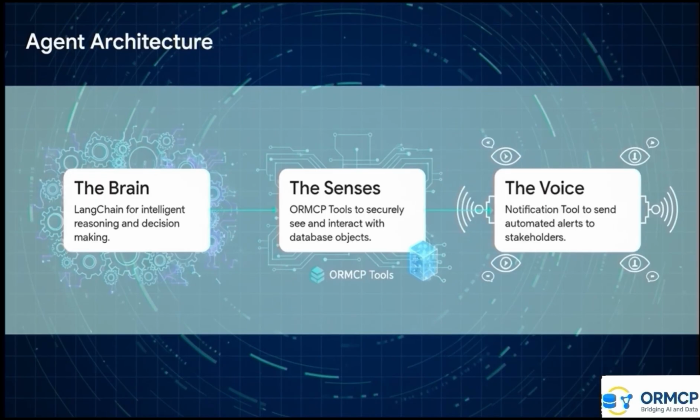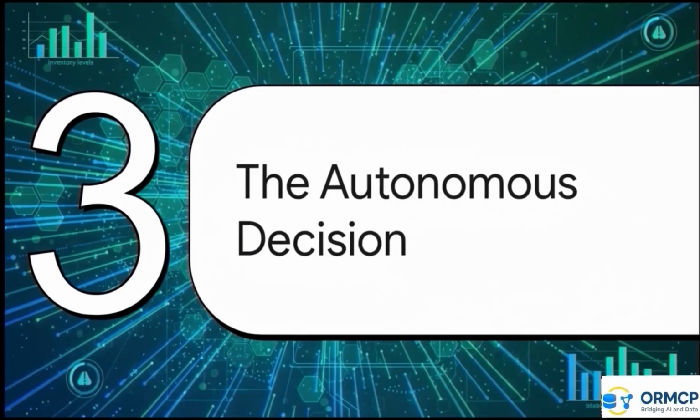You've got the brain, that's LangChain, which handles all the smarts, the reasoning and decision-making. Then you have the senses, and this is so important. These are the ORMCP tools. They let the agent securely see and touch the database. But here's the kicker. It's not seeing messy SQL. It's seeing clean, simple objects. And finally, it has a voice, basic notification tools to tell the rest of us what it decided to do.